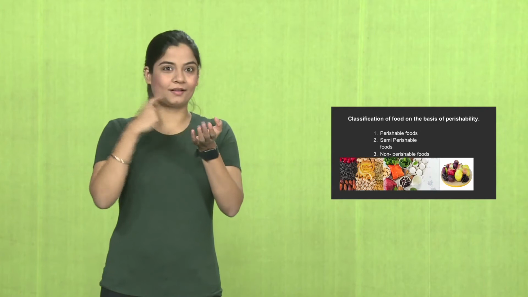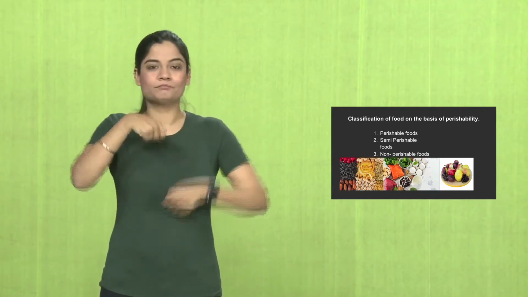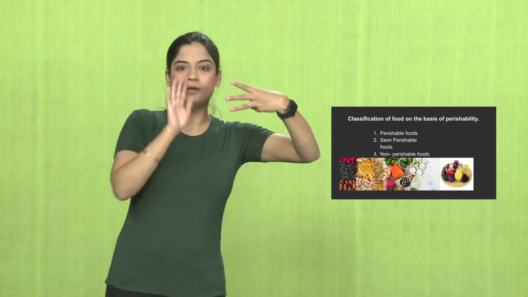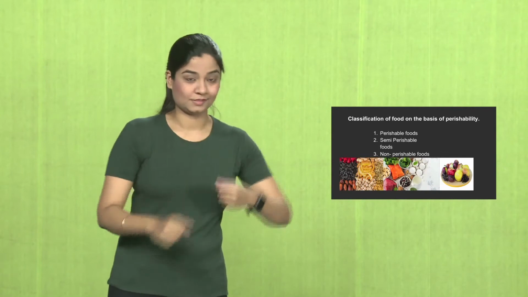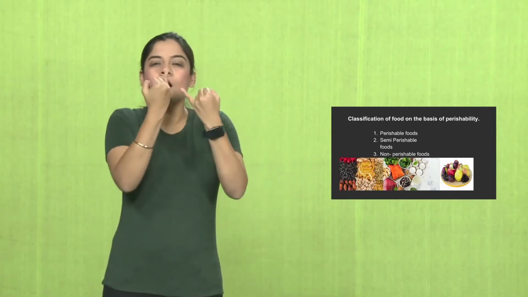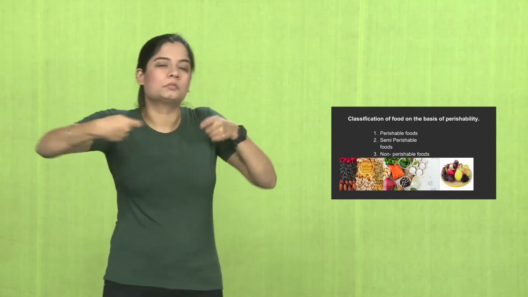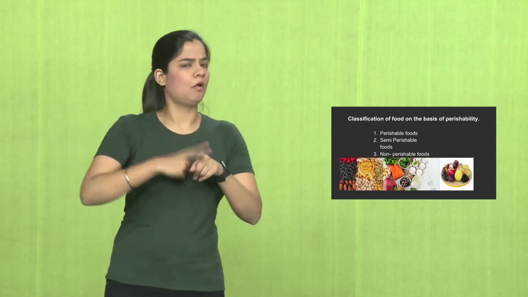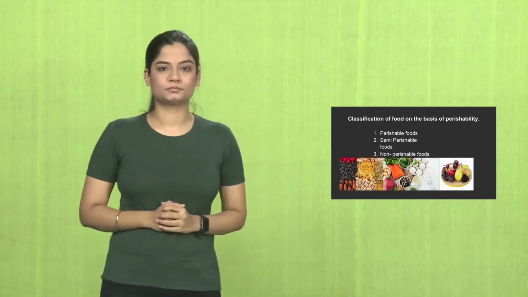Now let's classify the food on the basis of perishability. Let me explain the three classifications. First is perishable food that goes bad quickly. Second is semi-perishable food that takes a little longer time compared to perishable food in going bad. Non-perishable foods take the longest time to go bad.